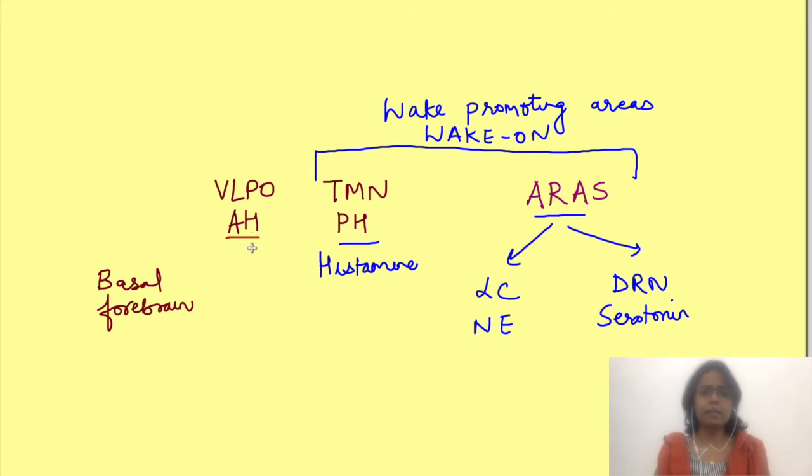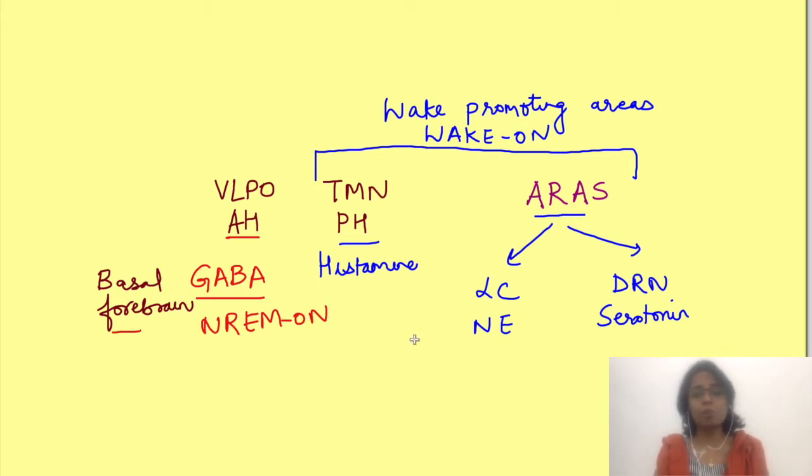Then the anterior hypothalamus, that is the VLPO, and the basal forebrain have GABAergic neurons. That is, neurons which release GABA and are active during the NREM phase of sleep. So these are NREM-on neurons. So we can call this area a sleep promoting area.